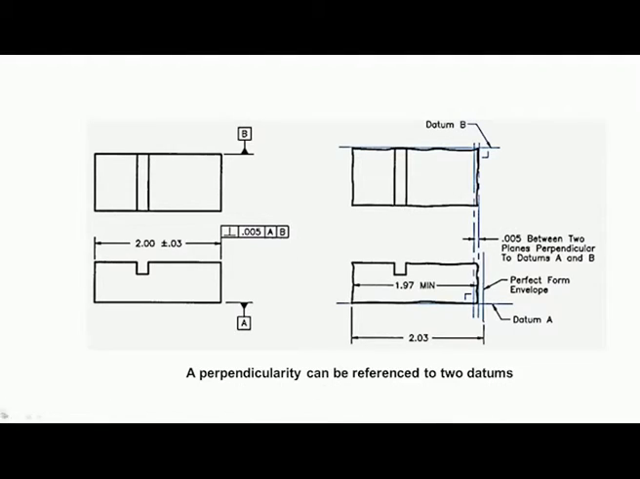And sometimes two datums are specified. So, in that case this particular surface should be perpendicular to this datum as well as this datum. So, with respect to these two we should conduct the test.